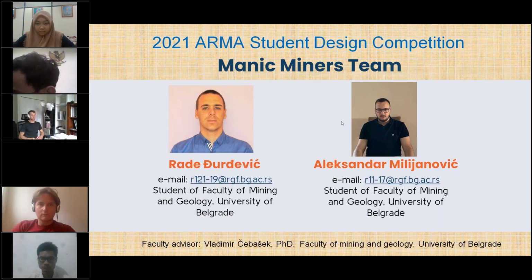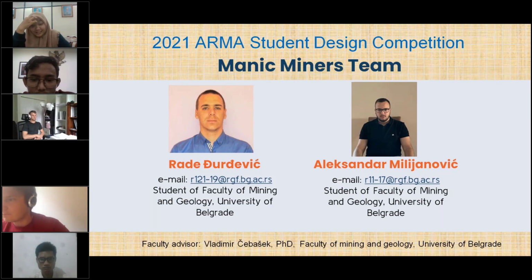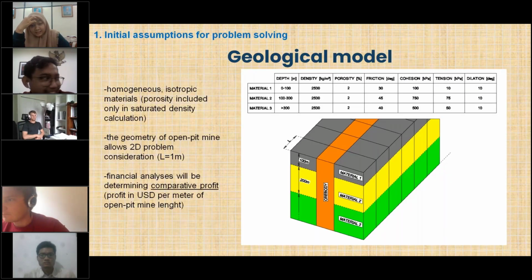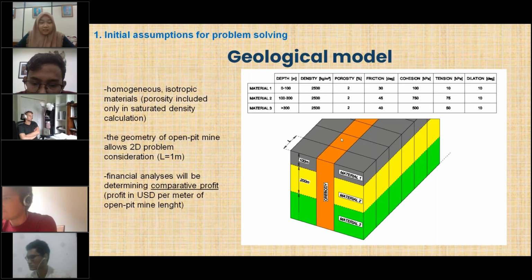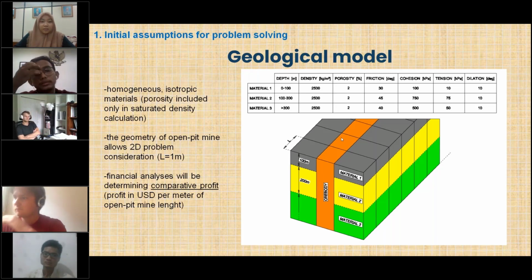I will strictly get to the point because the time I have for this presentation is limited. In this presentation, I will present our solution with the main points of our workflow in chronological order. At first, we needed to define some initial assumptions for problem solving. As you can see in this picture, we defined a geological model with three materials. According to the geometry of the ore body and surrounding rock masses, we can define a symmetric open pit mine geometry that is suitable for two-dimensional problem consideration.